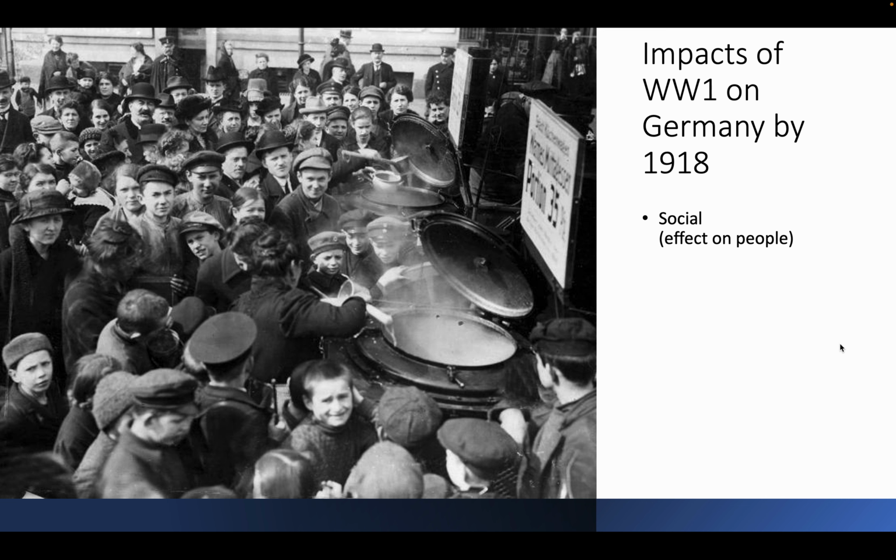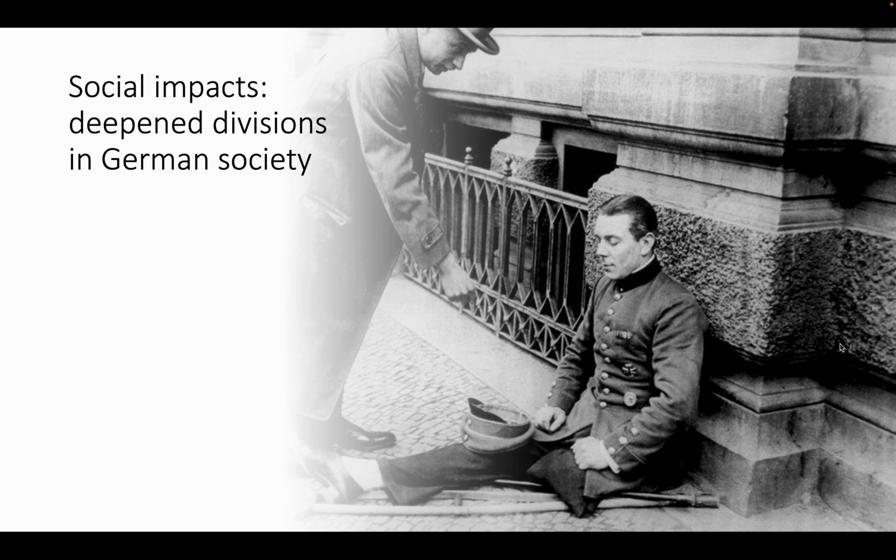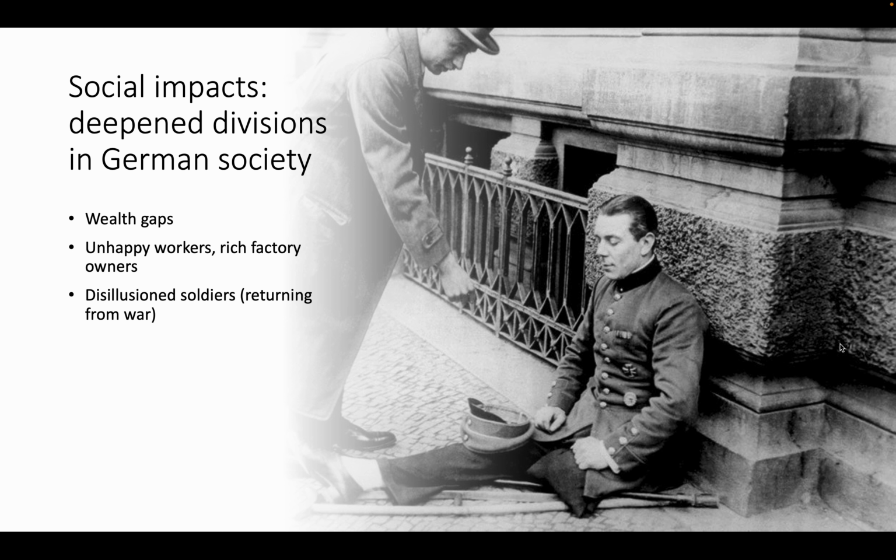So the impacts of the First World War on Germany by 1918 you can split into three key sections. Social impacts, which is basically the effect on people, economic, money, and political, the government and politics. So in short, the social impacts deepened divisions in German society. There were huge wealth gaps between the rich and the poor. The workers were unhappy about restrictions placed on their earnings during the war because they had to manufacture a lot of stuff so they could win the war, right? The workers had restrictions on their earnings, so they earned less, but the factory owners got rich. And the owners made vast fortunes.